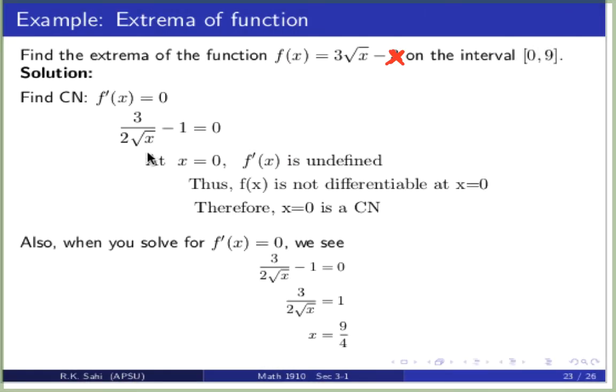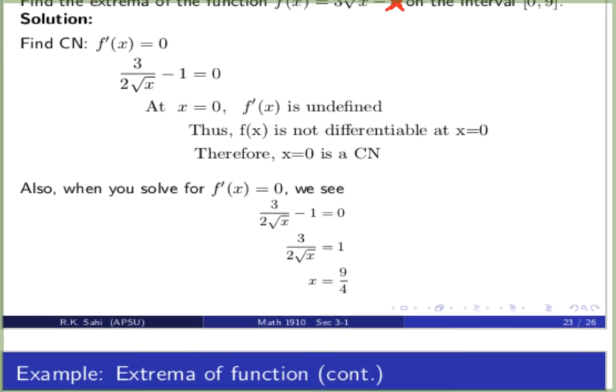When you take the derivative of this function, you get 3 over 2 square root x minus 1 equals 0. At x equal to 0, the derivative of the function is not defined. That means the function is not differentiable. Therefore, it is a critical number, because the function has to be defined. At 0 it is defined, but the derivative is not defined. Now we would like to solve for f prime of x equal to 0, and we get 3 over 2 square root x equals 1, or x is 9 over 4. So that's our critical number.